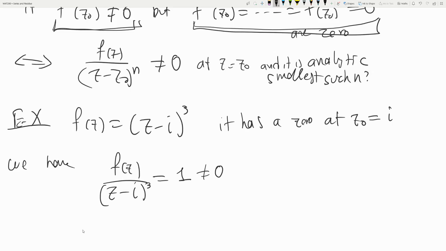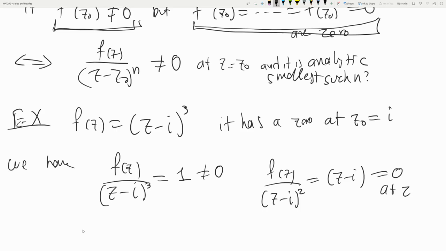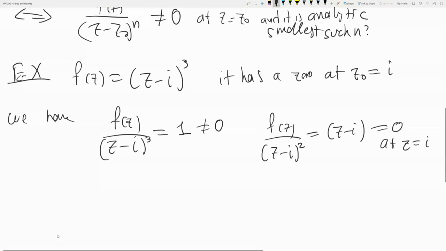So let's see. If I divide by (z minus i) squared, I get z minus i, which is equal to 0 at z equal to i. So n equal to 3 is the smallest one, if you like.